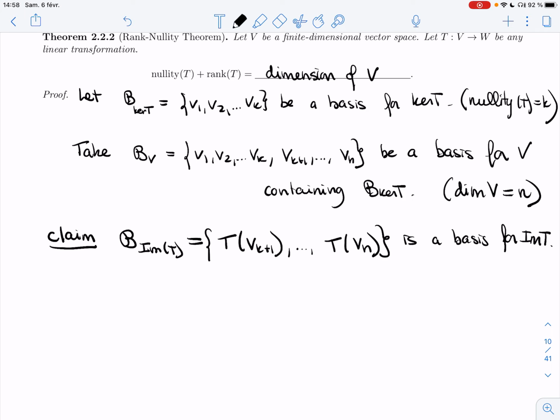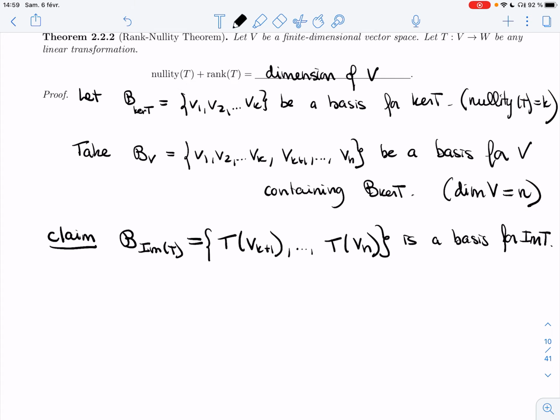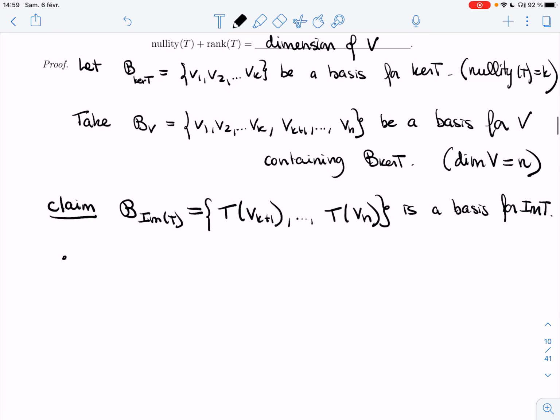All right, so we'll conclude afterwards, but notice that this has n minus k elements, so n minus k for the rank, k for the nullity, and then the total is n. That works. All right, so that will prove it, but it's a bit stronger. We actually construct a basis, which is nice. All right, so I need to prove two things to prove this is a basis.